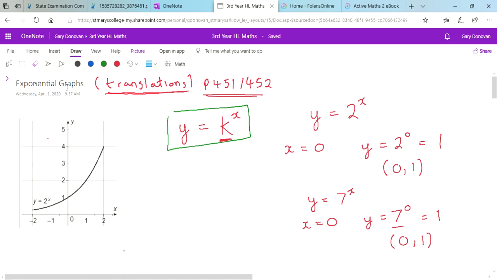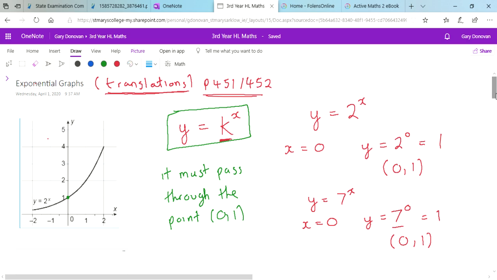So that's one rule that you need to know about exponential functions in this form. If the exponential function is y equals some number to the power of x, it must pass through the point 0, 1. You can see that on this graph. No matter what the value of k is, it will always pass through this point. So that's the first thing you want to learn.